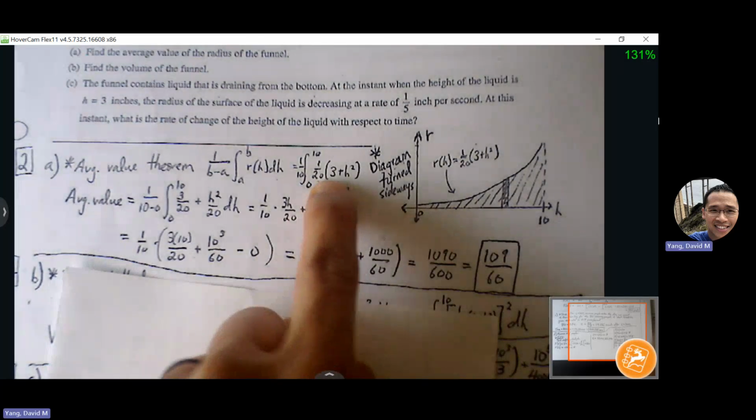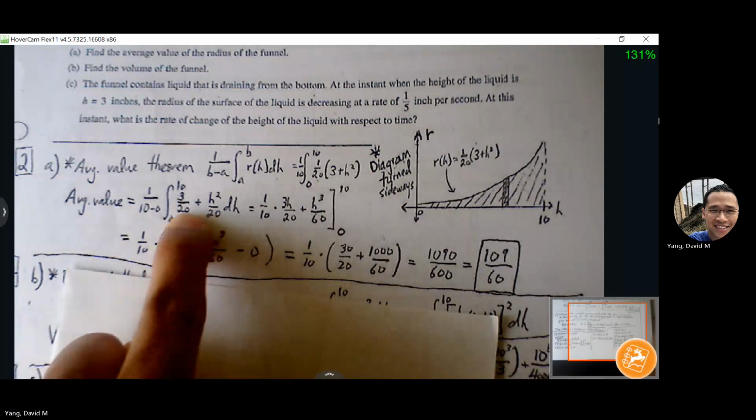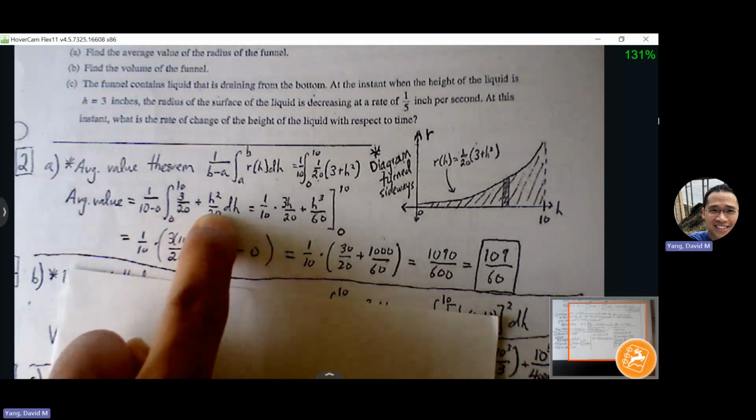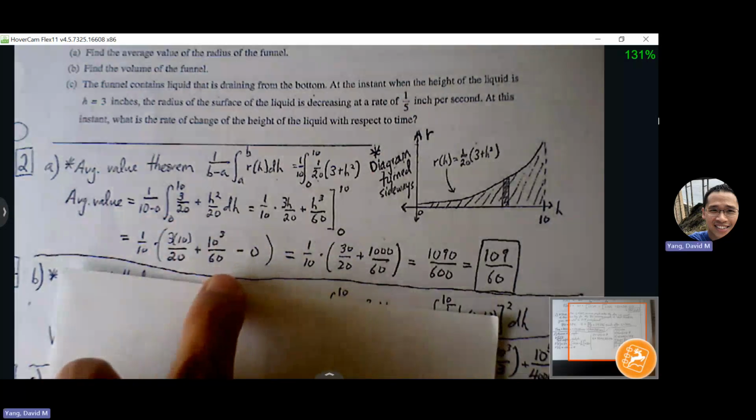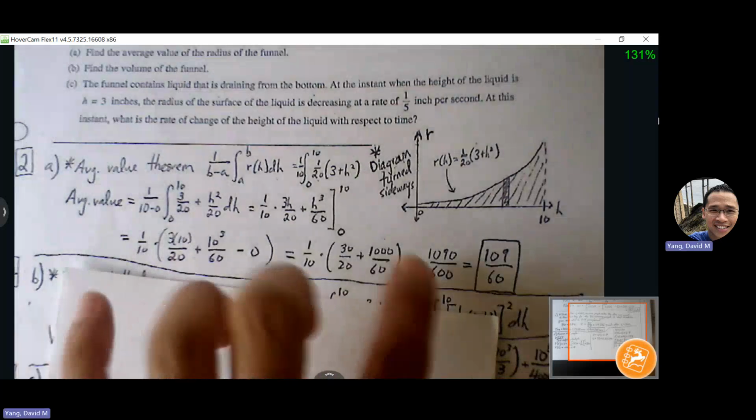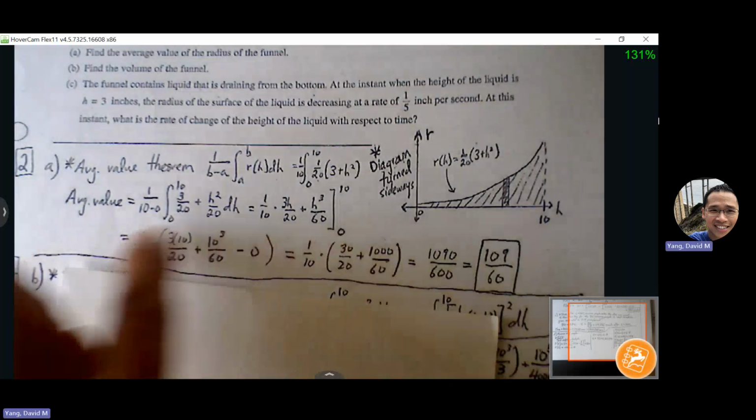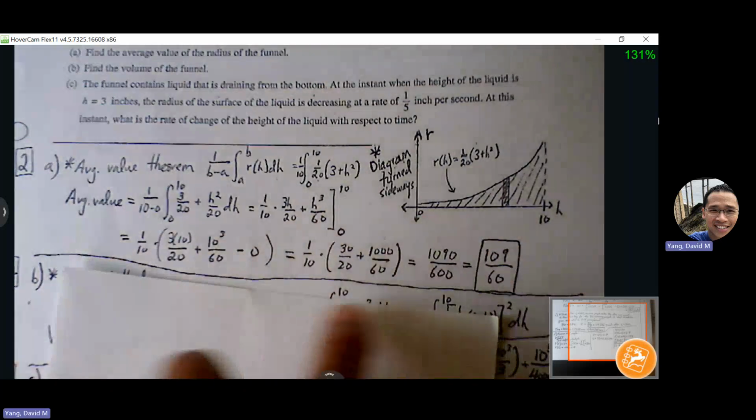So got to clean all this up. Distribute this through. We go through a power rule, plug in upper and lower bound. Now we don't have to clean up our answer. Anything in this range will be acceptable.